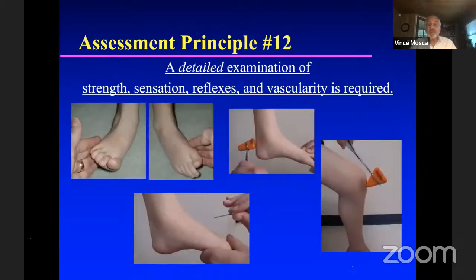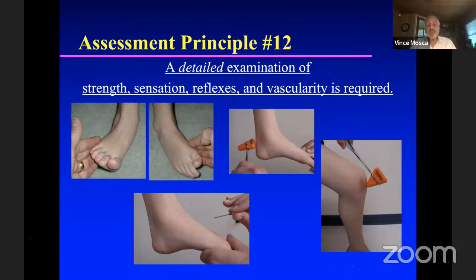And particularly in cavovarus foot deformity. A cavovarus foot deformity is never idiopathic. It's always due to muscle imbalance because of an underlying neuromuscular condition. So we need to just be able to do these simple physical exam tests. How strong is eversion? How strong is inversion? In a cavovarus foot, eversion power is weak. Check for sensation, check for reflexes.